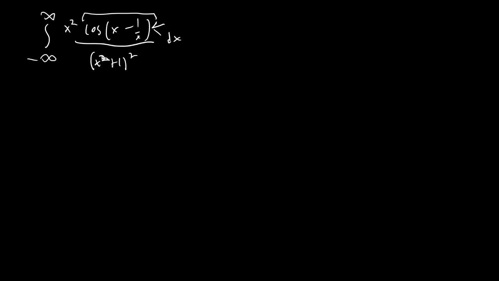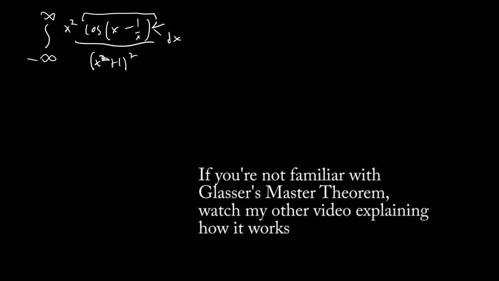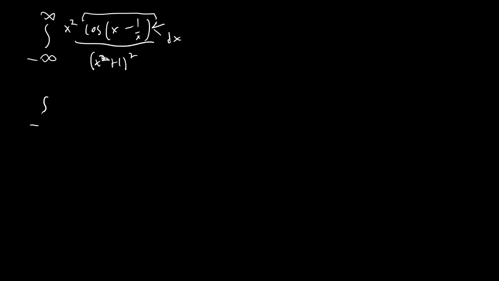And so something else that we might be reminded of here is Glasser's master theorem, because we're integrating from negative infinity to infinity, and we have a function of x minus 1 over x. So we have to figure out how to turn the rest of this into something in terms of x minus 1 over x. So the important thing to notice here is that if we divide by x squared on the top and bottom, we get cosine of x minus 1 over x, over x plus 1 over x squared, dx.